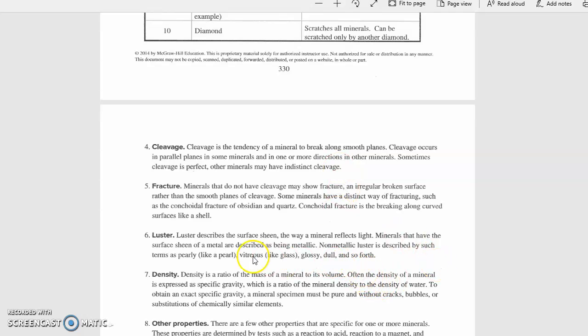Luster has to do with the way in which a mineral reflects light. Minerals that have a surface sheen are described as metallic, non-metallic, glassy, pearl. Opalescent or pearly is something that is often used as well. Vitreous, like glass, is what that one means. Glossy, dull, and so forth. We are not going to be talking about density here, but we will be talking about other properties. Okay, so let's get started on these.